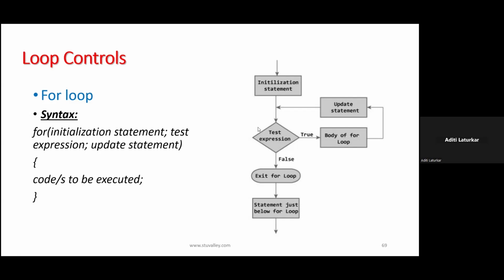After the update statement, again the test expression gets executed. If the test or the condition is returning true, again the body of the for loop gets executed. So this goes forward until the test expression returns false. After the test expression is false, the loop gets exited. So exit the for loop, and then the statements below the for loop, or you can say the sequential execution, will be started.